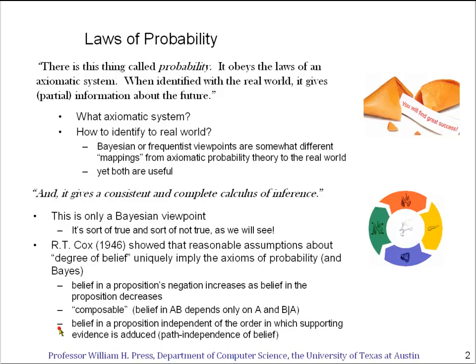The third point is that the belief in a proposition should be independent of the order in which supporting evidence is adduced. In other words, if data set D1 supports a belief to some extent and data set D2 also supports that belief, I should end up in the same place whether I see D1 first or D2 first.